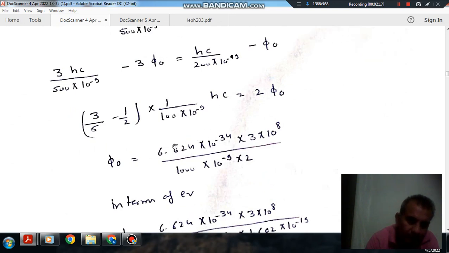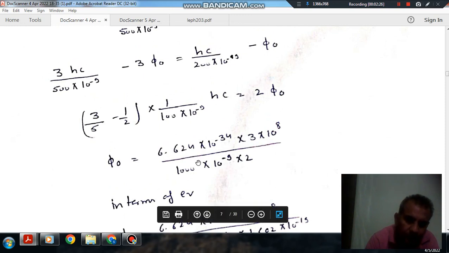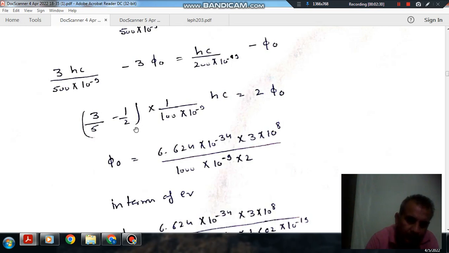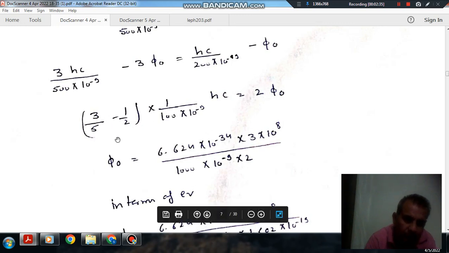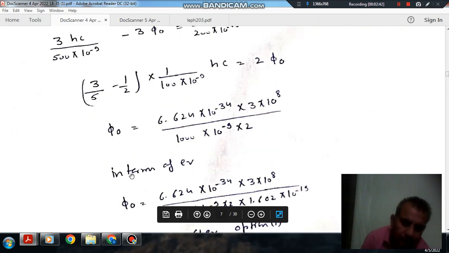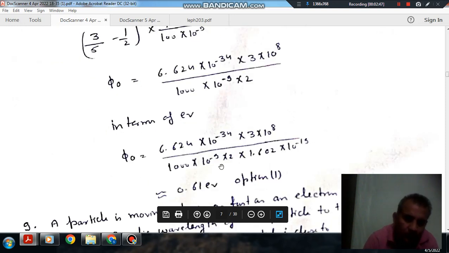The value of h is 6.624 into 10 to the minus 34, and the value of c is 3 into 10 to the 8, and this will be divided by 1000 because this is 10. Because 6 minus 5 is 1, this is 1 by 10, so this will be 1000 times 9 into 2. This is the work function in joules, and in terms of electron volts, we divide it by 1.602 into 10 to the minus 19.